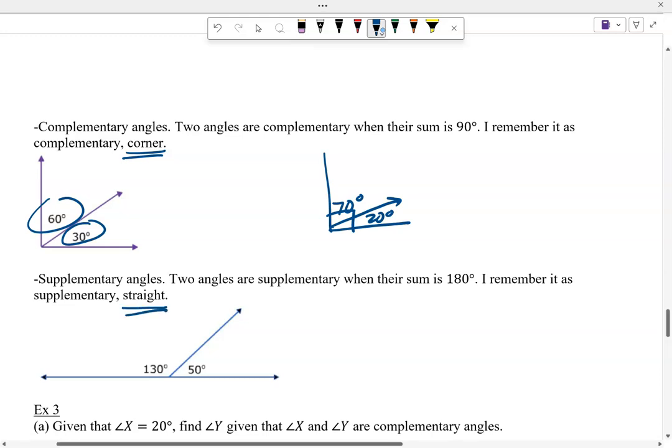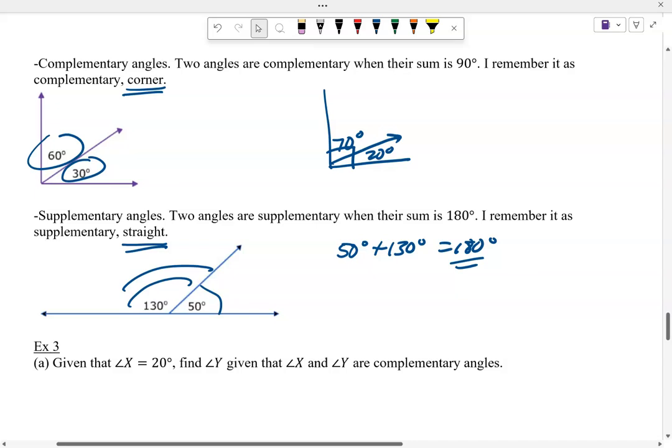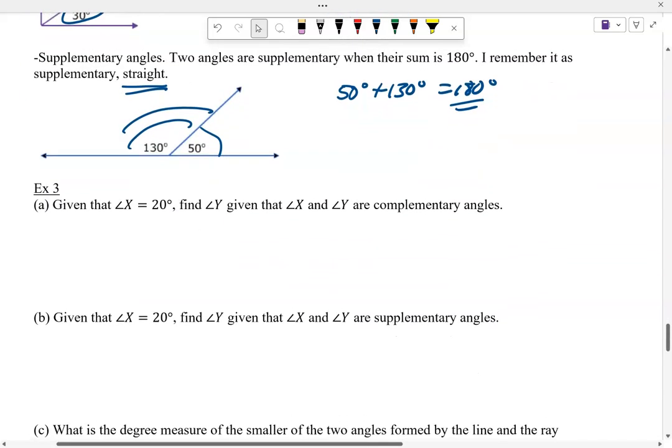Supplementary, think straight. So if this one's 50 degrees, then that would have to be 130 degrees because they add up to 180 degrees total. Supplementary, straight angle, they add up to 180 degrees. So let's do some problems now with that information.